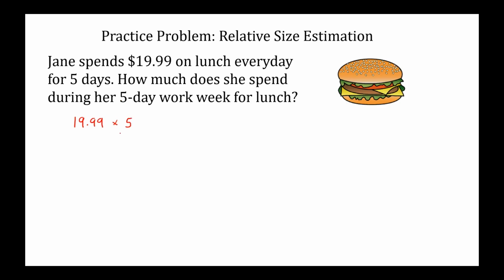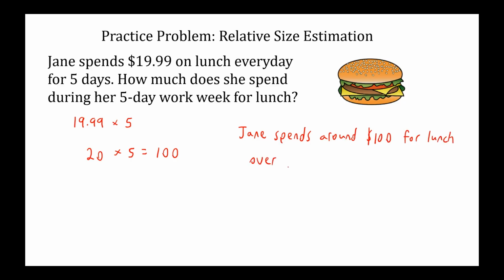Now, for some people, this is easy, but for some students, it could be quite difficult to do. And a faster method would just be to use relative size, let 19.99 be 20, and then just multiply it by 5 and get a nice estimate for an answer. So in this case, 100. So in this case, a rough estimate would be Jane spends around $100 for lunch over her 5 day work week.